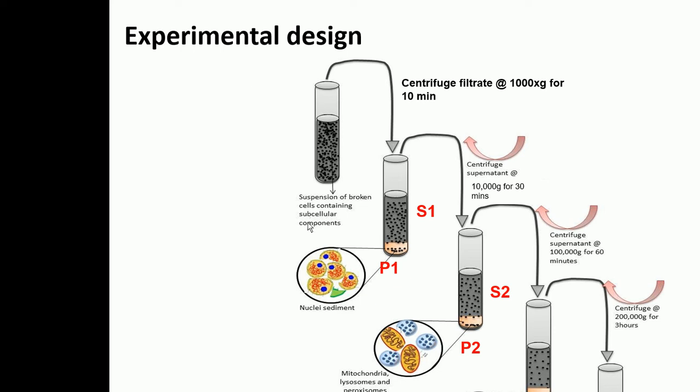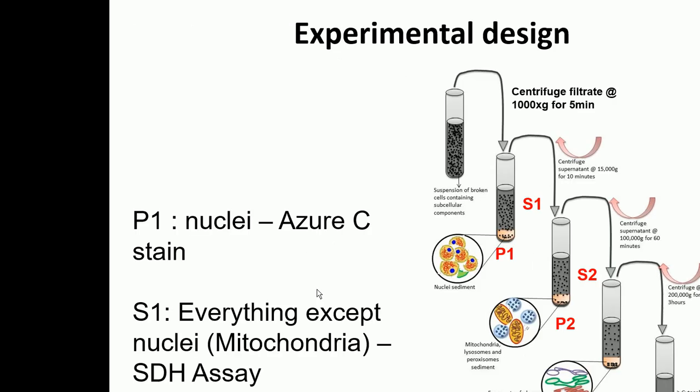The aim is to see a lot of nuclei in P1, and we are going to do a staining for this using a dye called Azure C, which will stain your nuclei. Then we expect a lot of mitochondria in P2, and for that we will do an assay called the SDH assay. It depends on the presence of the enzyme succinate dehydrogenase, and I will explain how you're going to do that. This enzyme is present in the inner membrane of mitochondria. If this enzyme is showing activity, it tells us that mitochondria are there.